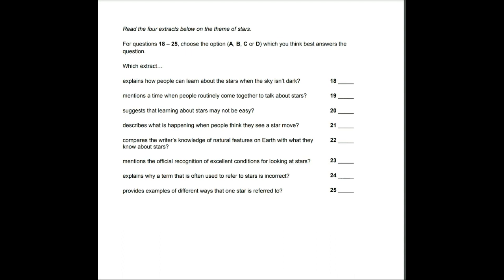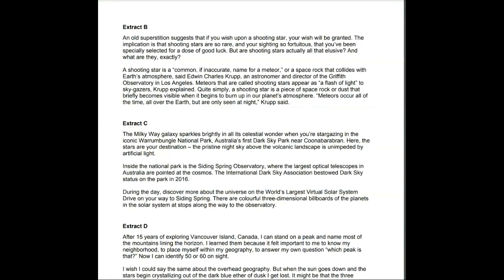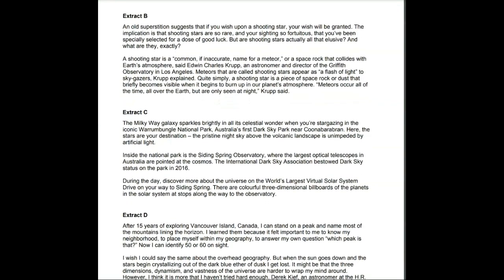When dealing with extract questions, it's important that children do not start with these open-ended questions. It's important that they first begin by reading and summarizing the various extracts. So we'll start with extract B. Upon reading and engaging with these 2 paragraphs, the student would have learnt that extract B discusses the difference between a shooting star and a meteor.